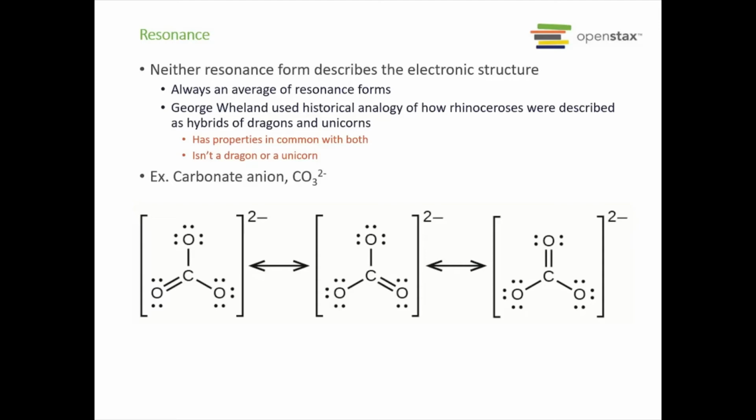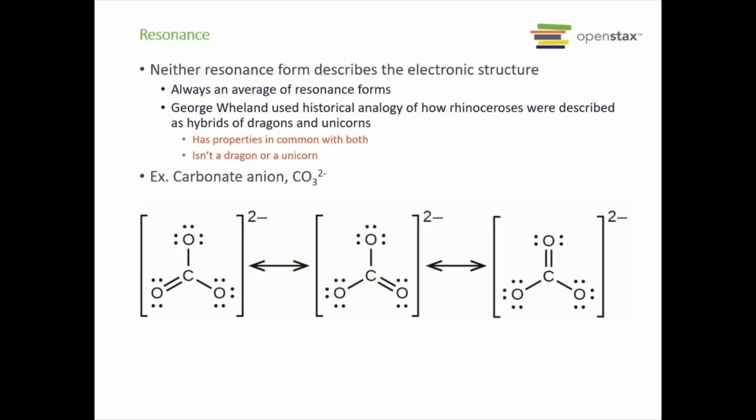George Wieland actually used a historical analogy of how rhinoceroses were described as hybrids of dragons and unicorns. They have some properties in common with both dragons and unicorns, but is it a dragon, or is it a unicorn? I wish it was a unicorn.